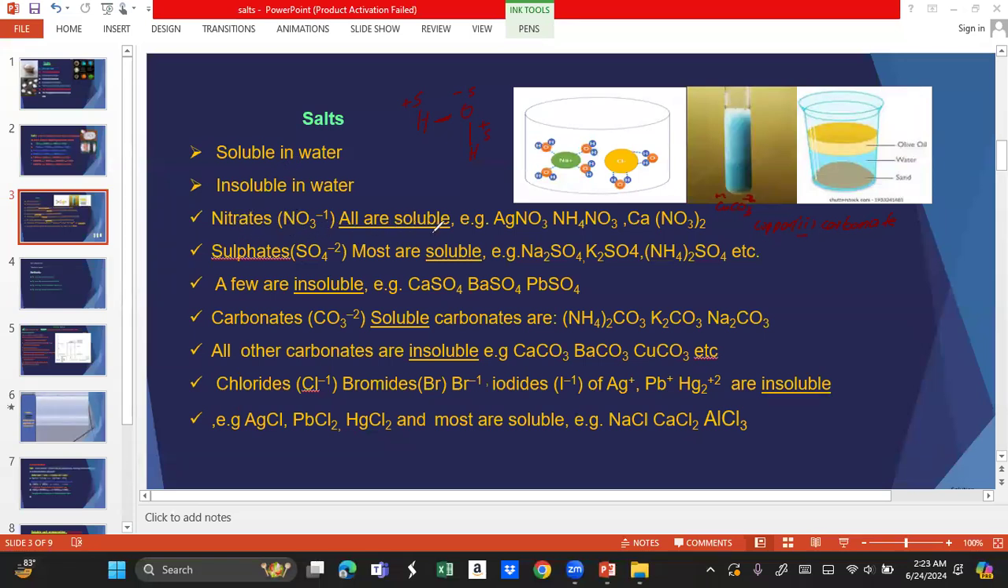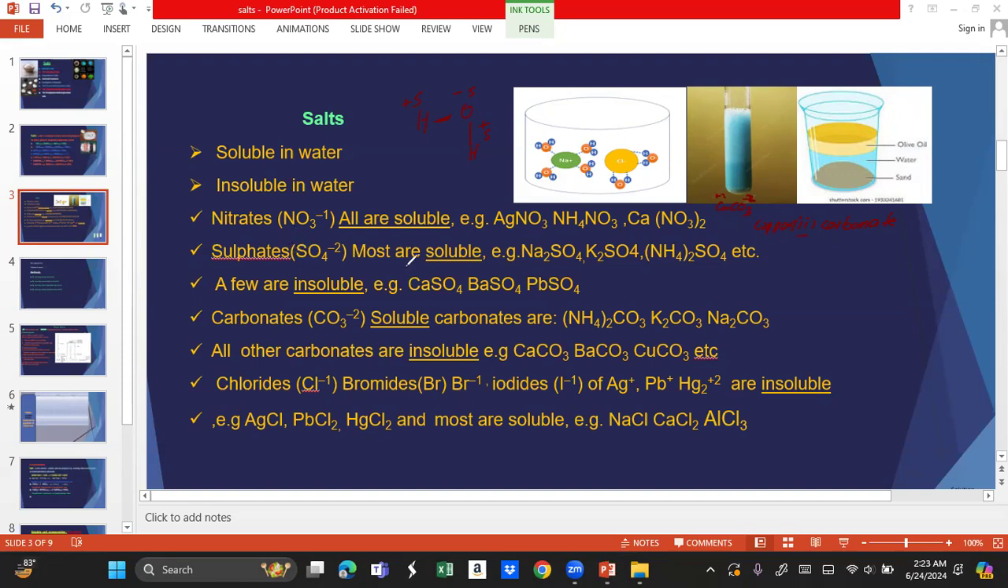All nitrates are soluble. This is the first thing you need to know. All nitrates are soluble because these will be required during preparation of salts, especially insoluble salts. So all nitrates are soluble. Whenever we need a soluble salt, we will take nitrate of any metal, like say silver nitrate, ammonium nitrate, calcium nitrate, although ammonium is not a metal.